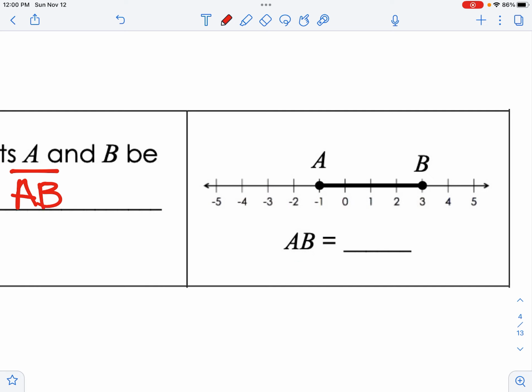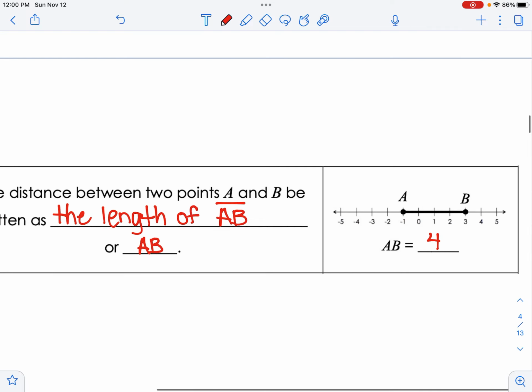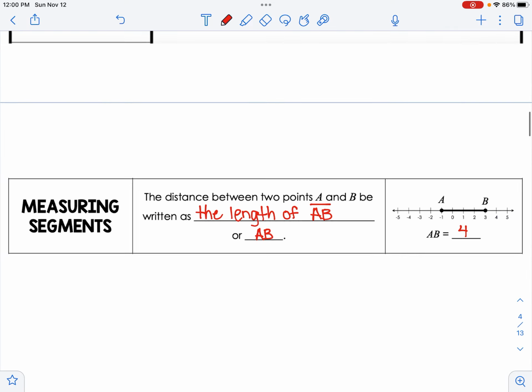So if we look at this, A is at -1, B is at 3. So the distance between those 2 points is 4. And we would say then that the length of AB is 4. Okay, that's a little bit of notation.